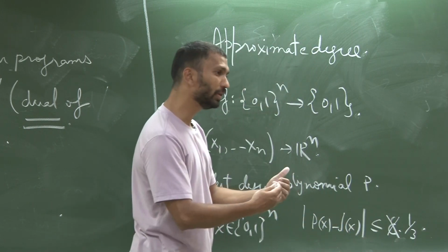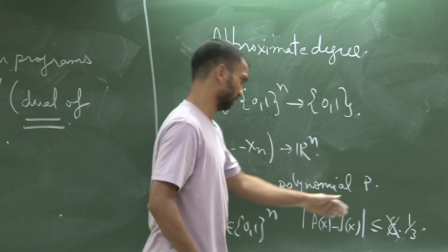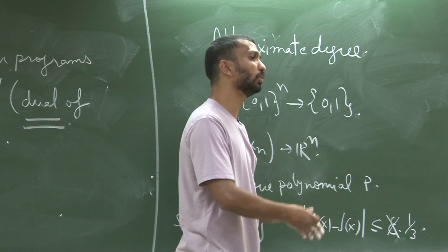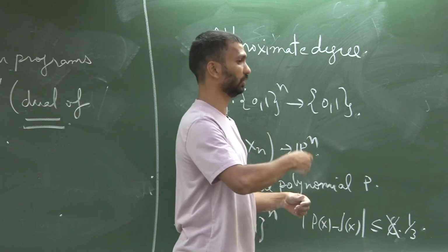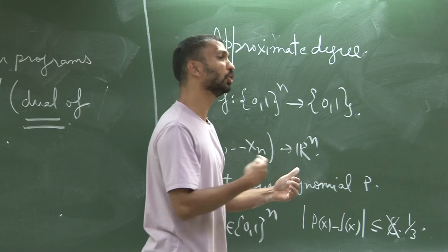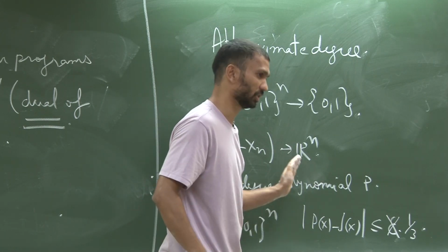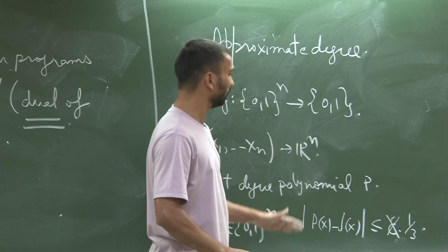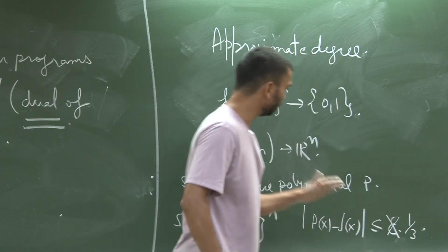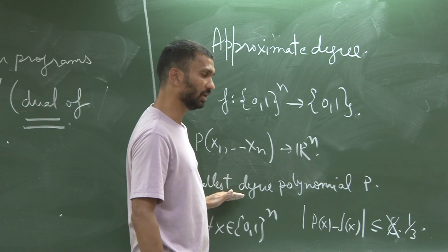You say that I want to be this close to my function. 1 by 3 is an arbitrary choice. It could be 1 by 2, it could be 1 by 100, depending upon your application. It turns out that that doesn't affect the degree by much, but that's a separate proof. Now you have fixed 1 by 3, you want to find the smallest degree.